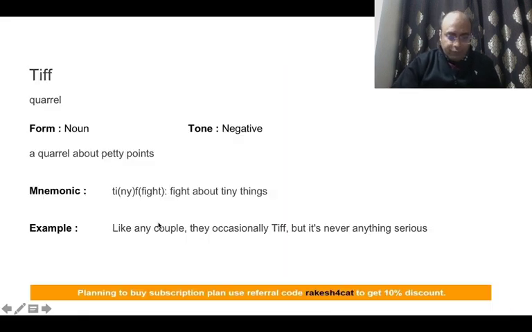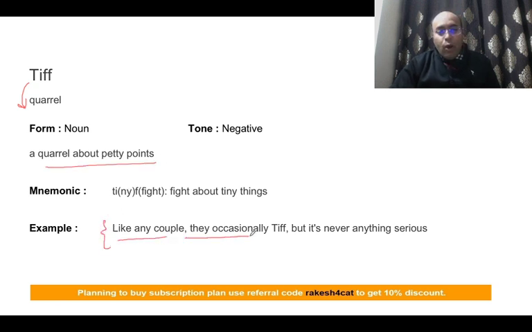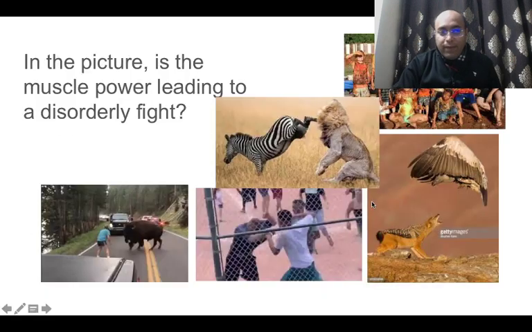Further, some explanation about this word. Tiff is a quarrel about petty points. So here we have: like any couple, they occasionally tiff, but it's never anything serious. Tiff from tiffin, you can remember tiff, or you may say tiny fight. So a fight about tiny things.